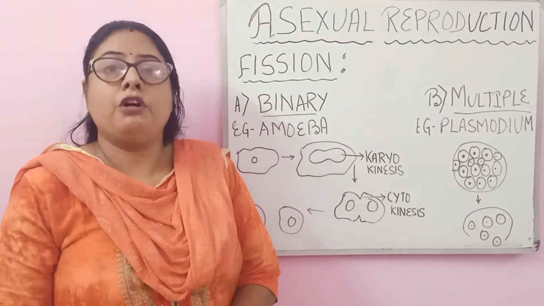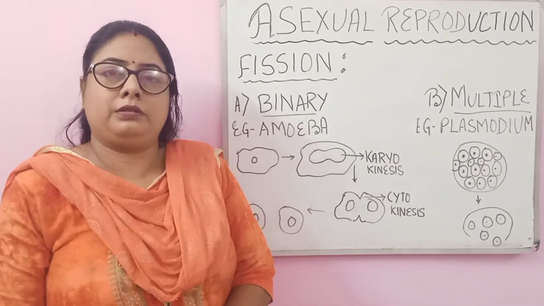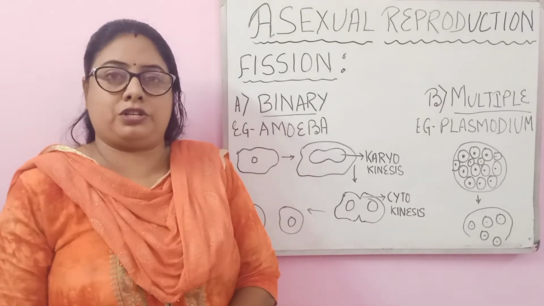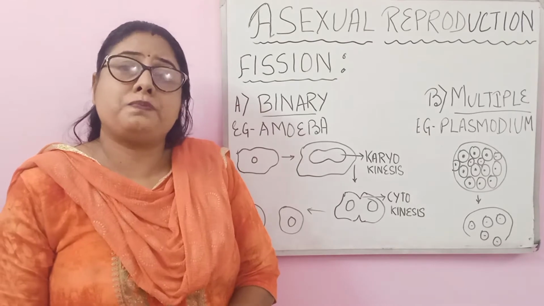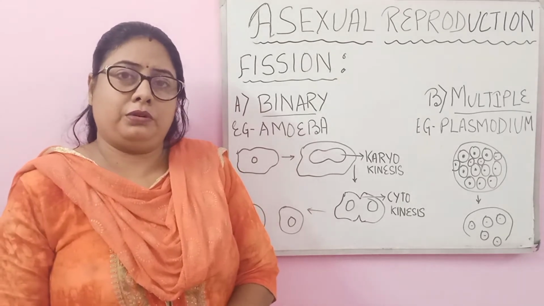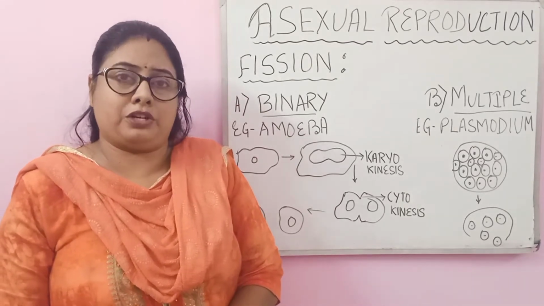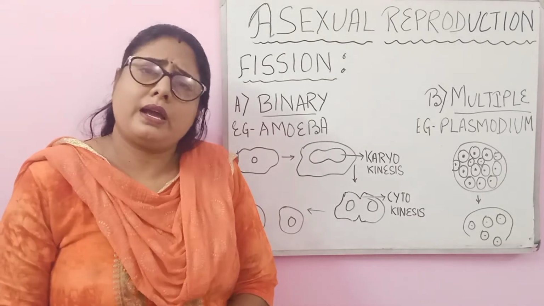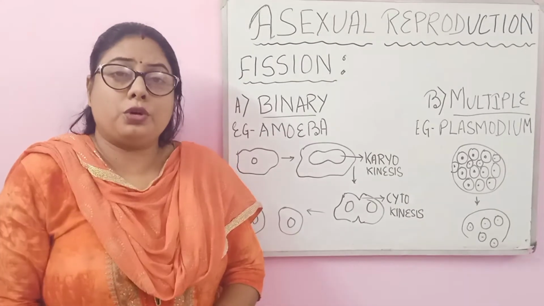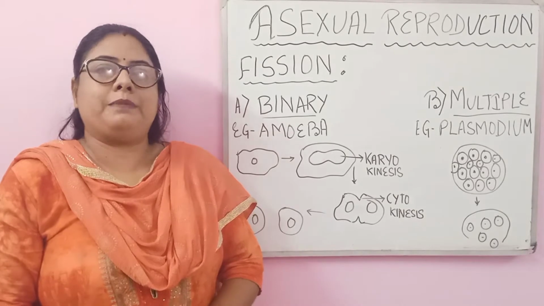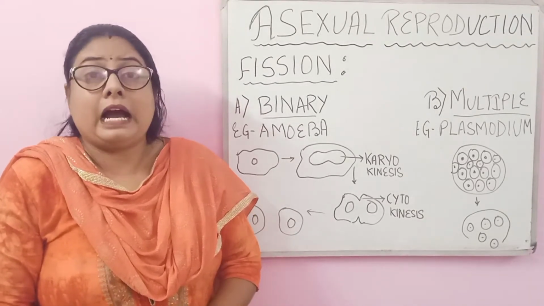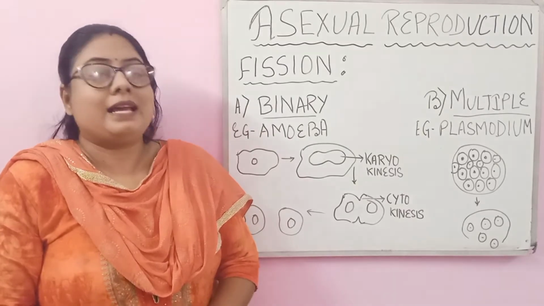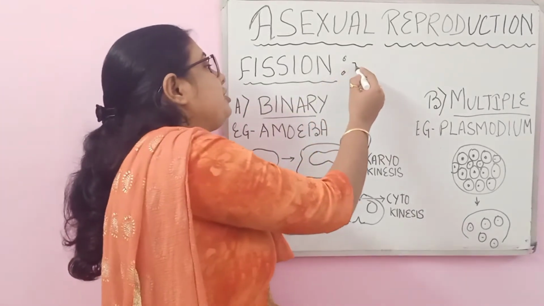fission, fragmentation, regeneration, budding, spore formation, vegetative reproduction, etc. So, the first type of asexual reproduction that I am going to discuss is fission.